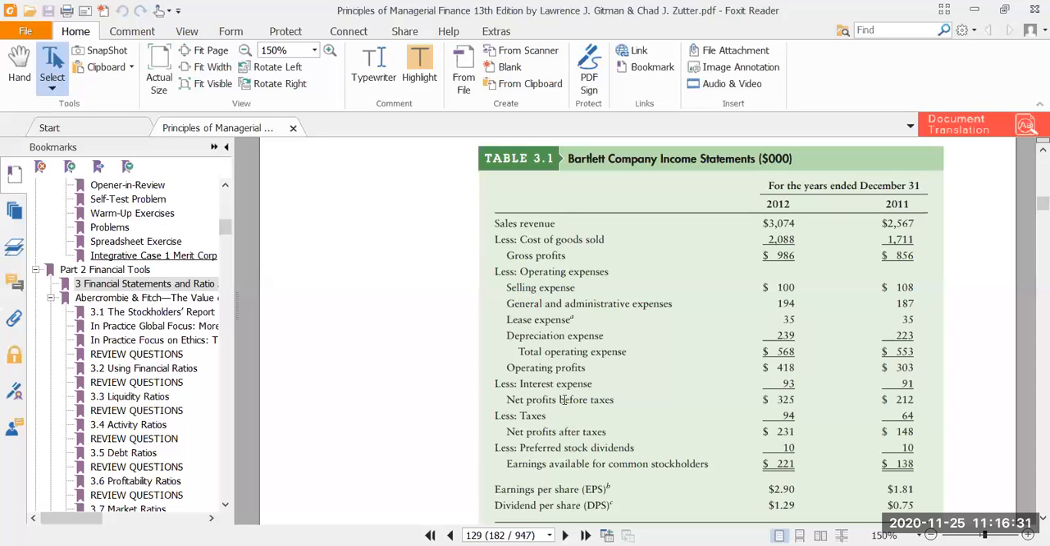But again, it depends upon the board of directors, that they are only giving $1.29 per share as dividend, and the remaining amount will be retained as retained earning.